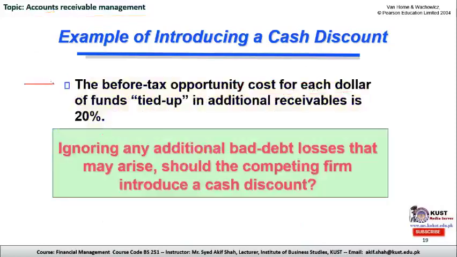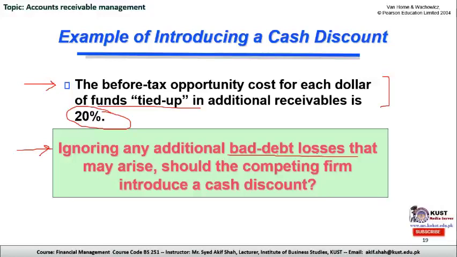Let's move ahead. Once again, the before-tax opportunity cost, as we are continuing the previous example. The opportunity cost for each dollar of funds tied up in the additional account receivable is 20%. In order to understand this phenomenon, you have to listen to my previous 2 lectures where I explained in detail what this opportunity cost means and how we can use the other option to earn a 20% return. So we have to compare our current scenario with this earning and then decide whether or not to go with the cash discount offered to the customer. Finally, the data states that we have to ignore any additional bad debt losses, as these will be covered in the subsequent topic shortly.